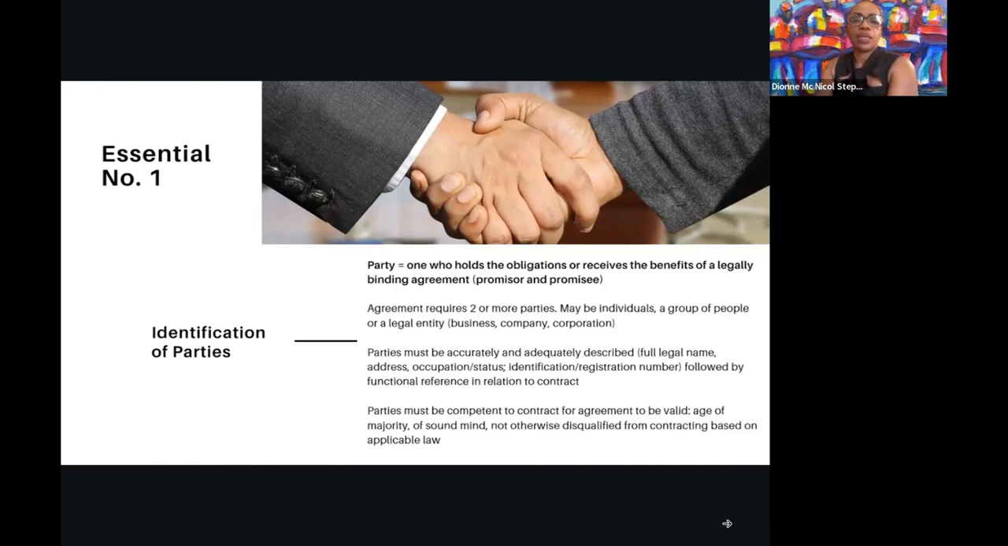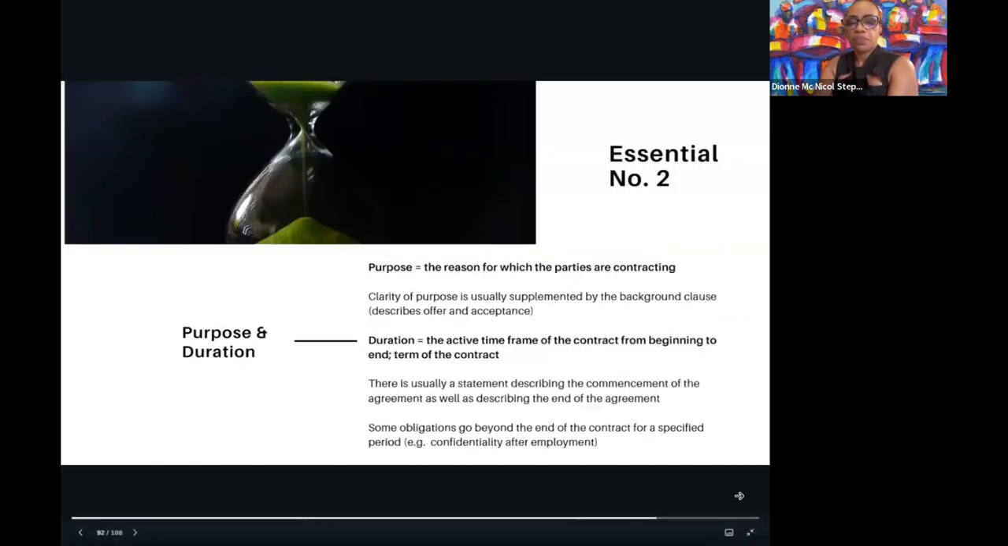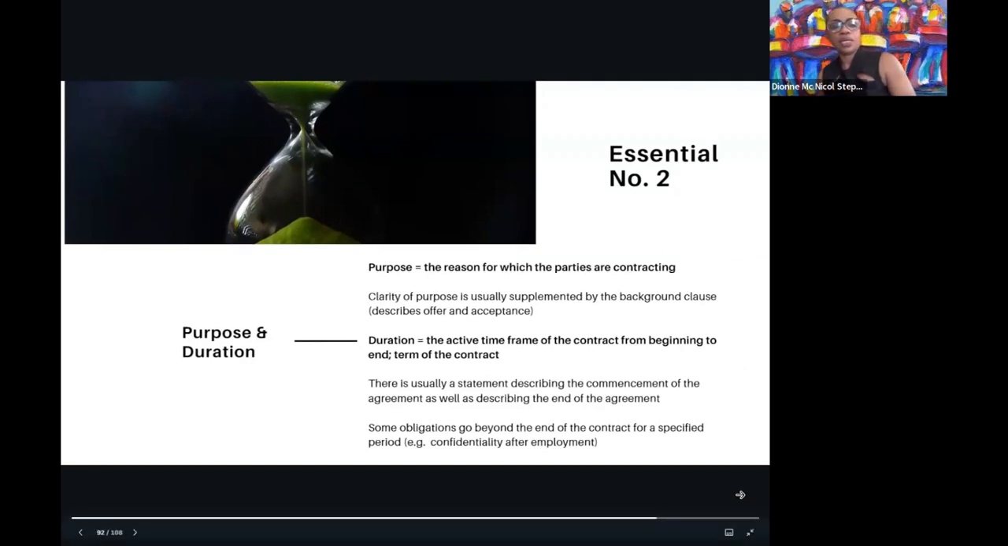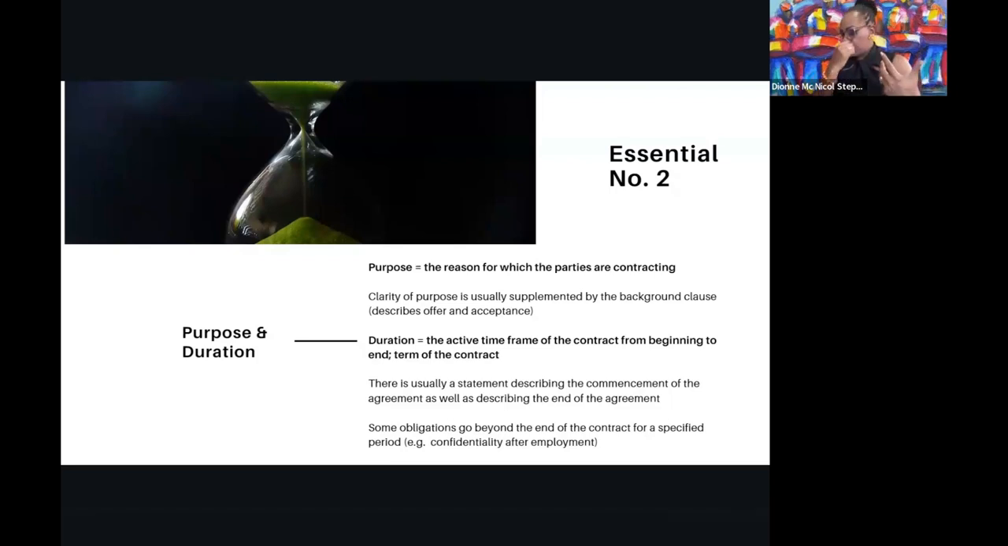Okay, so the next essential we will look at is purpose and duration, right? The purpose is the reason for which the parties are contracting. So within the body of the contract, you will have clarity of purpose. You would see, well, we're contracting to produce this band, or we're contracting to produce this festival, or we're contracting to produce this carnival conference.